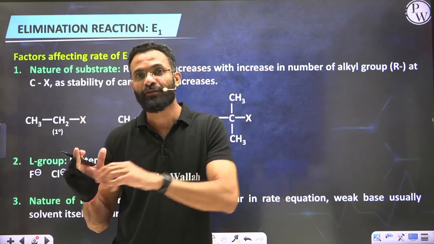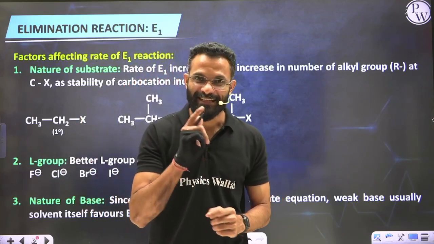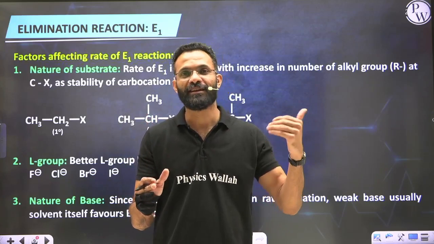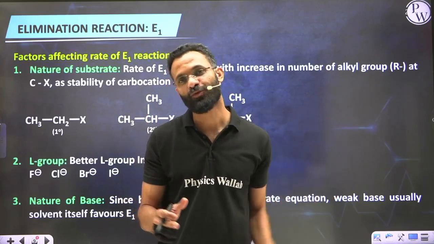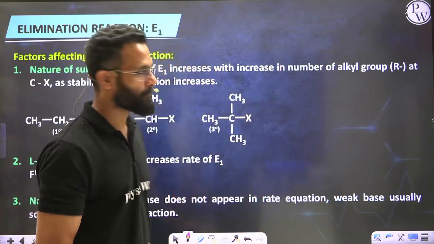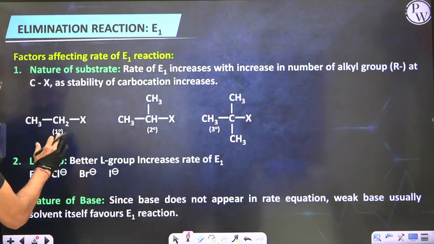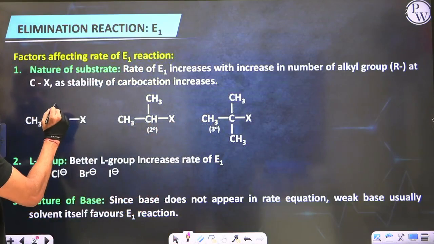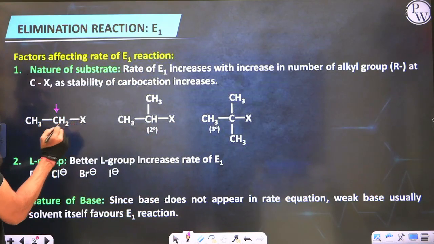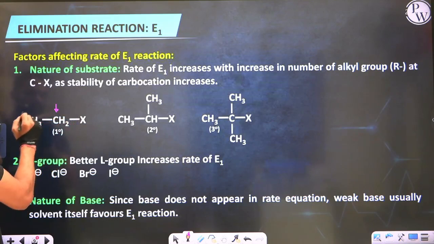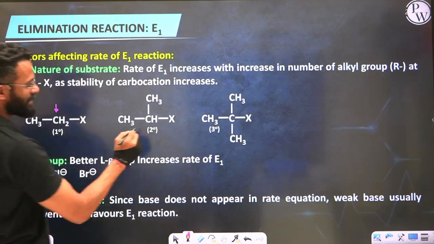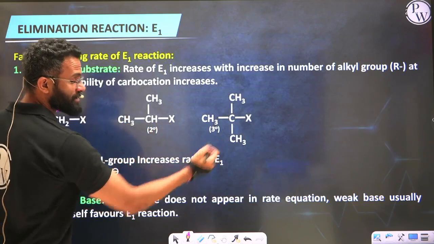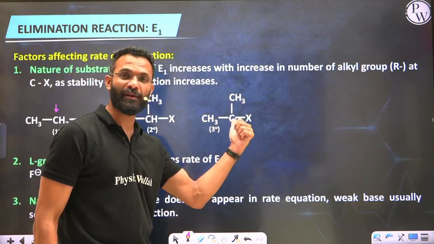So what kind of substrate will result in stable carbocation? Yes, absolutely. Tertiary alkyl halides, carbocation being more stable, tertiary alkyl halides' rate will be faster towards E1 reaction, just like in SN1. Imagine if we have primary alkyl halides, secondary alkyl halide and tertiary alkyl halide. If you look at the carbon carrying the leaving group, in primary alkyl halide there is only one alkyl group present at the carbon carrying the leaving group. In secondary there are two alkyl groups, and in tertiary there are three alkyl groups at the carbon carrying the leaving group.